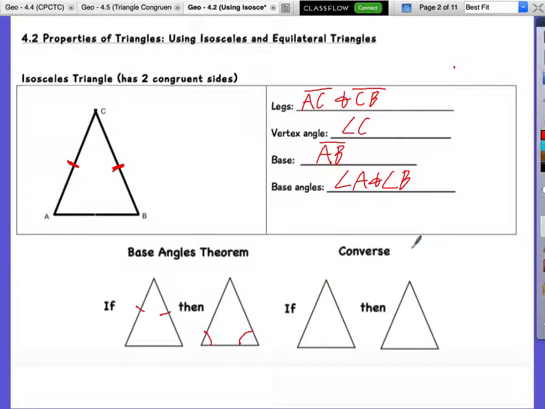Converse. What's converse mean in geometry? What's that mean for us, Nick? Switches it around. So it takes the front, puts it at the back. Takes the back, puts it at the front. So we're saying if these two legs are congruent, then the base angles are congruent.